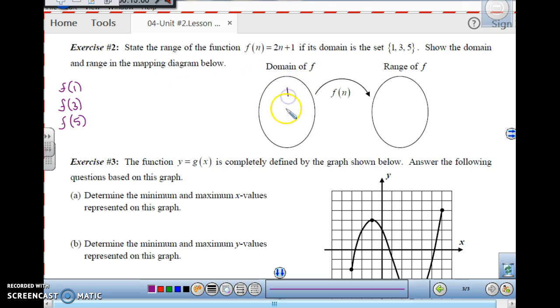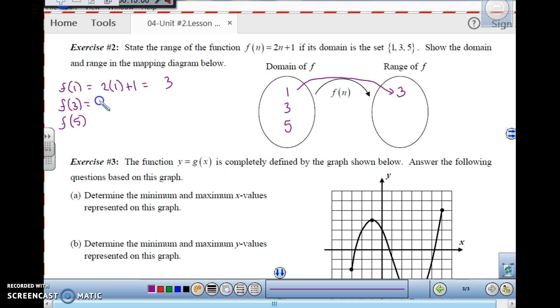So 1, 3, and 5 are the domain. To get the range, we have to plug 1, 3, and 5 into the function rule here. f of n equals 2n plus 1. So that means 2 times 1 plus 1 is going to be 3. So when n is 1, f of n, or f of 1, will be 3, and that is your mapping there.